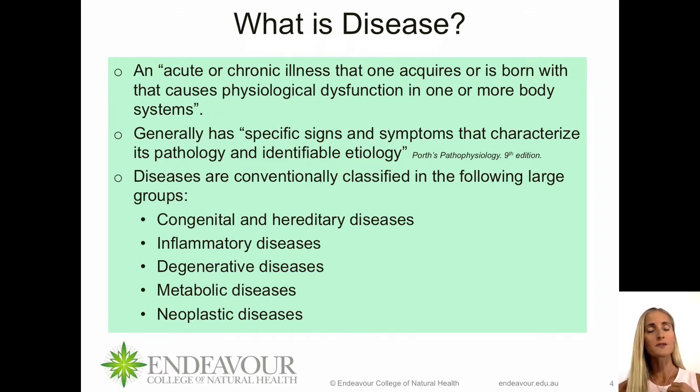Atherosclerosis can cause blood vessel degeneration, and Alzheimer's or dementia can cause brain degeneration. Metabolic diseases. Diabetes is probably one of the most well-known metabolic diseases, and diseases that affect fluid and electrolyte imbalances come under that metabolic category. And the last category is neoplastic diseases, and these are abnormal cell growth diseases such as cancer.